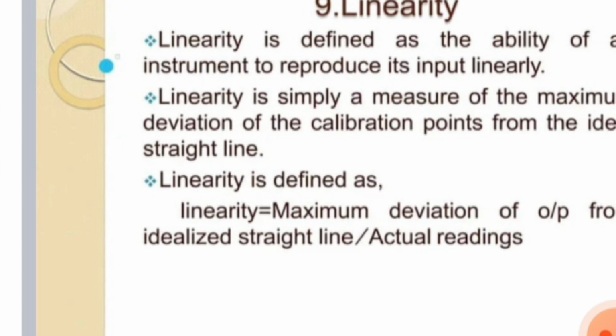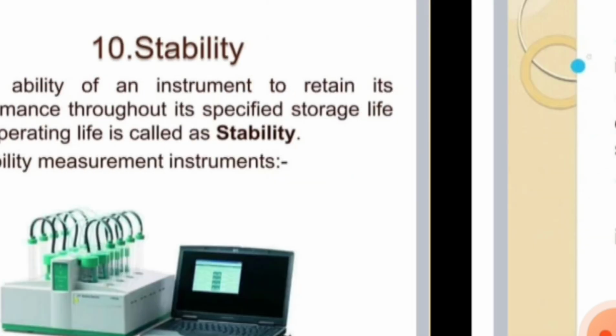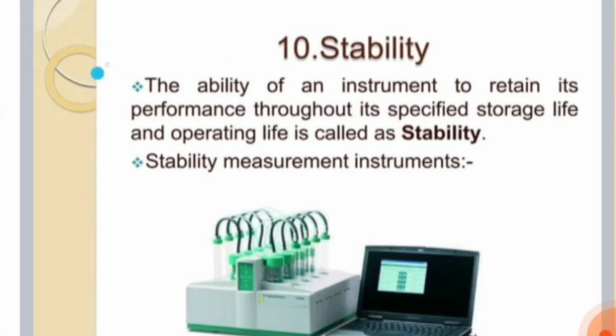Linearity. Linearity is defined as the ability of the instrument to reproduce its input linearly. Linearity simply measures the maximum deviation of the deviation point from the straight line. Stability. The ability of the instrument to retain its performance throughout its specified storage life and operating life is called stability. Thank you.